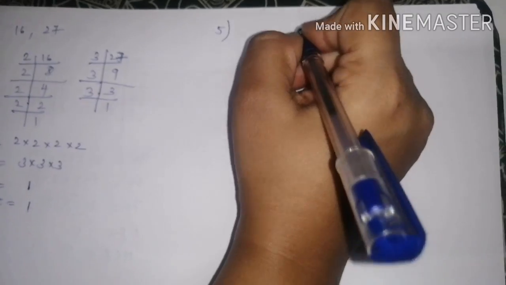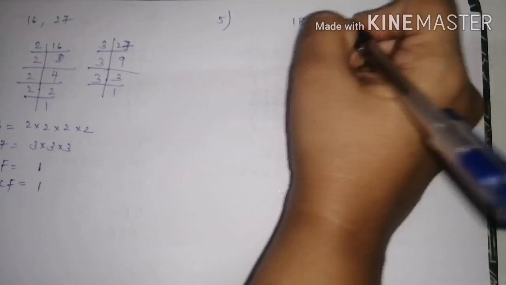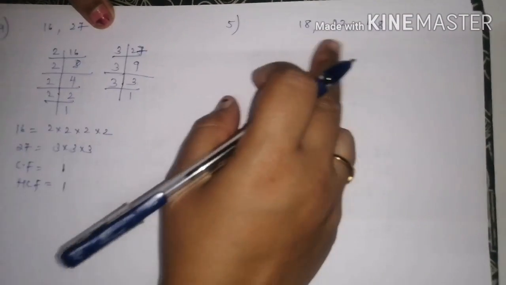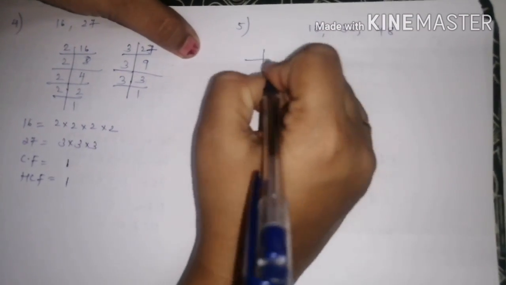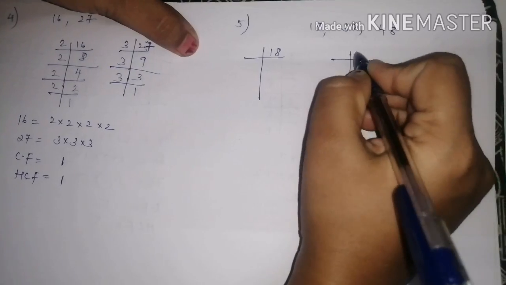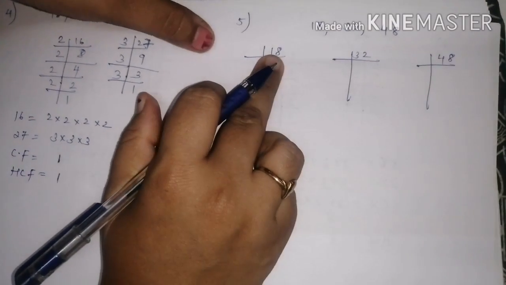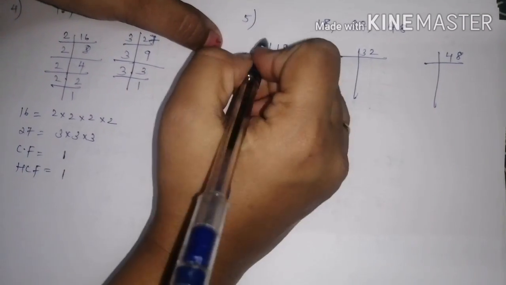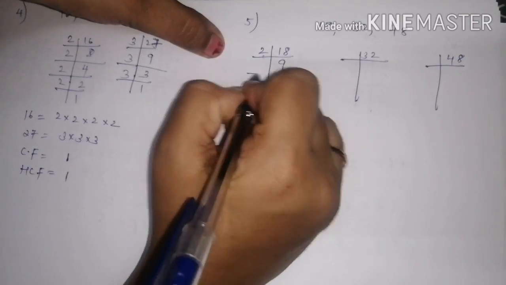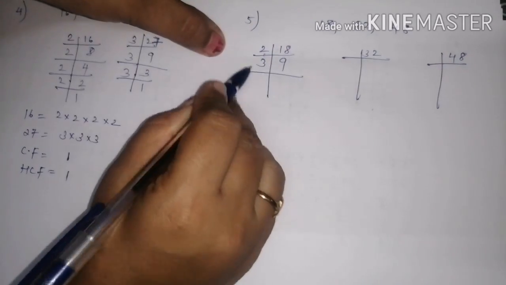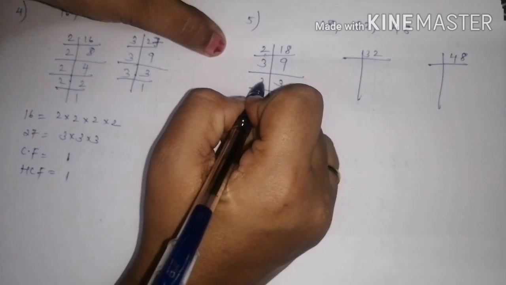Fifth question is three numbers again, 18, 32 and 48. So let's find out the factors of all the three first. Prime factors of 18, 32 and 48. 18 comes in table of 2. Units place it is 8. Therefore it will come in 2. 2 9s are 18. 9 comes in 3's table. 3 is a prime number only. We want all prime only. 3 3s are 9. 3 1s are 3.